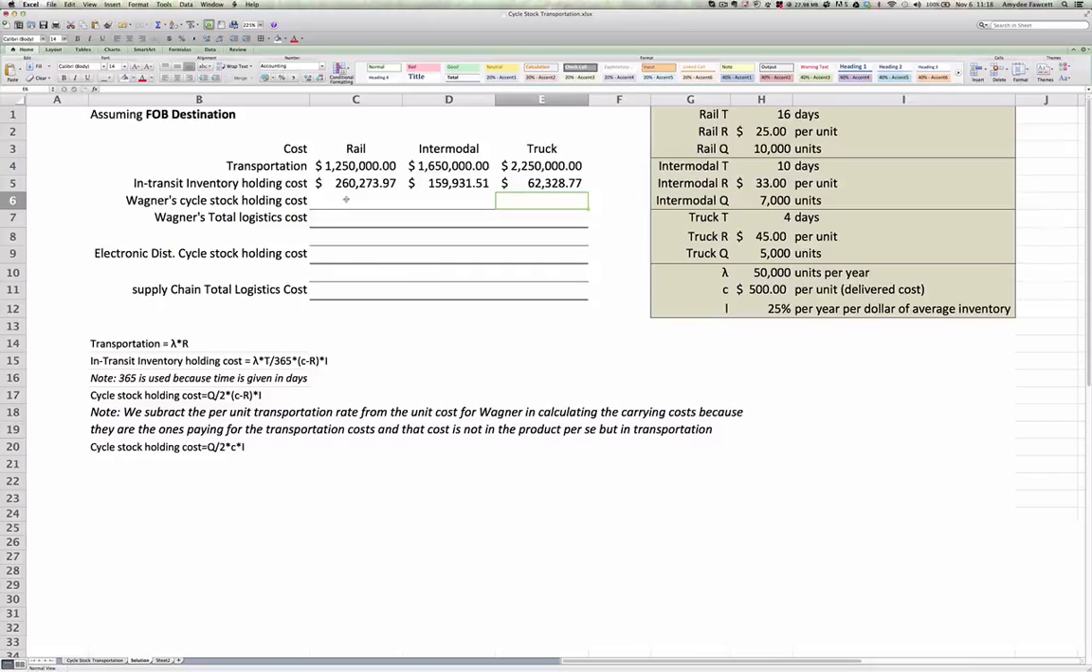Now let's take a look at Wagner's cycle stocks. Well, of course, Wagner's cycle stocks will be a function of the order quantity. So as usual, we assume that average inventories are simply equal to the average order, or in this case, shipping quantity. And when we talk about rail, we talk about a shipping quantity of 10,000 units. So in this simple scenario, we'll assume that Wagner has a cycle stock of 5,000 units, or Q divided by 2. And now we will multiply that again with the unit value, and that again is the unit cost net of transportation costs. And we'll simply multiply that with the inventory carrying charge per year.